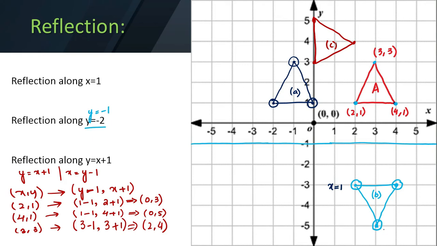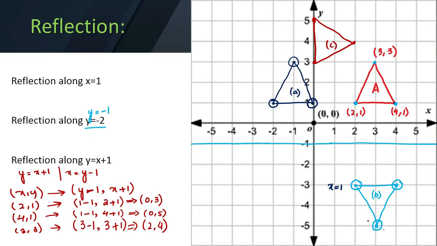Then if we have a diagonal line, for example, y is equal to x plus 1, then in that case we will make x and y the subject and then substitute these values in x and y. Here x is equal to y minus 1 and y is equal to x plus 1. Then one by one we substituted each vertex as x and y value, and when we simplified it, we got 3 vertices as 0, 3, 0, 5 and 2, 4. Then we marked these points on the graph paper and drew the image.